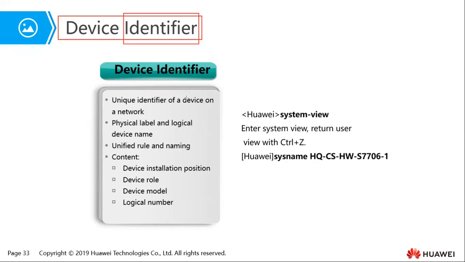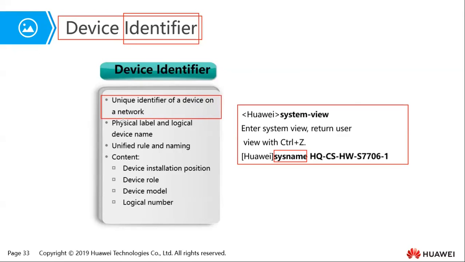So a physical device name is simply a physical label that is actually stuck on the device to display information about the device. On the other hand, what you configure on the command prompt of that device using this command is what we call the logical name. So the device identifier is a unique identifier of a device on a network. So the physical label and the logical device name. So for this, you need a unified naming rule.